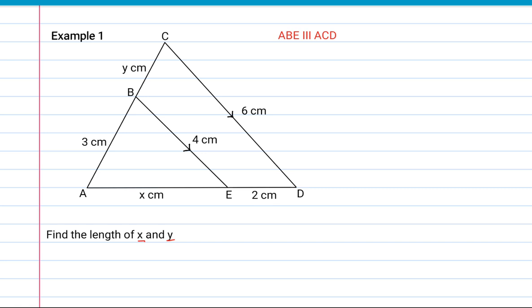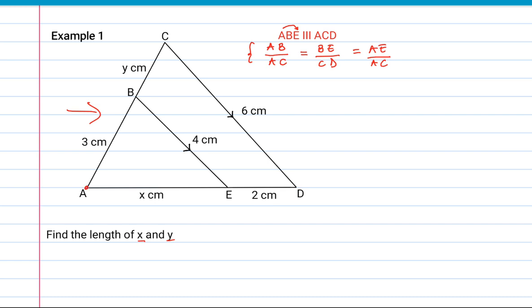So let's look at our example. Here we would use the previous concept. We say AB all over AC will be equal to BE all over CD, which is now equal to AE all over AD. Then after having this, the next thing we have to do is substitute my values from this diagram that we've been given by the question. So let's look.